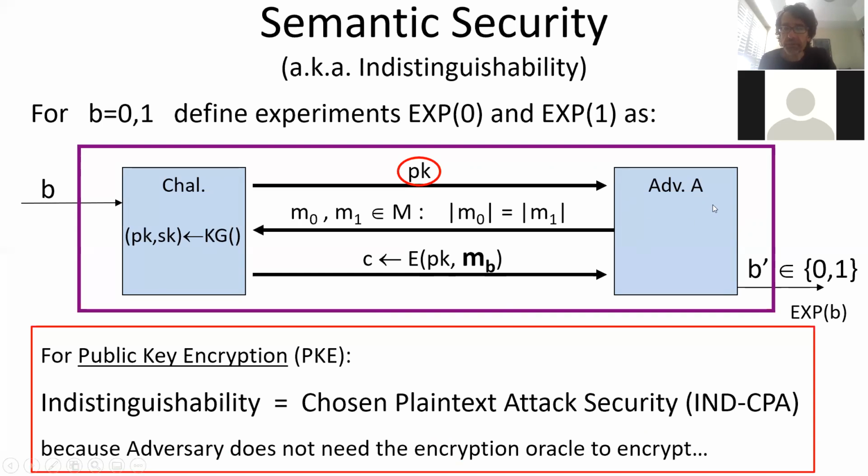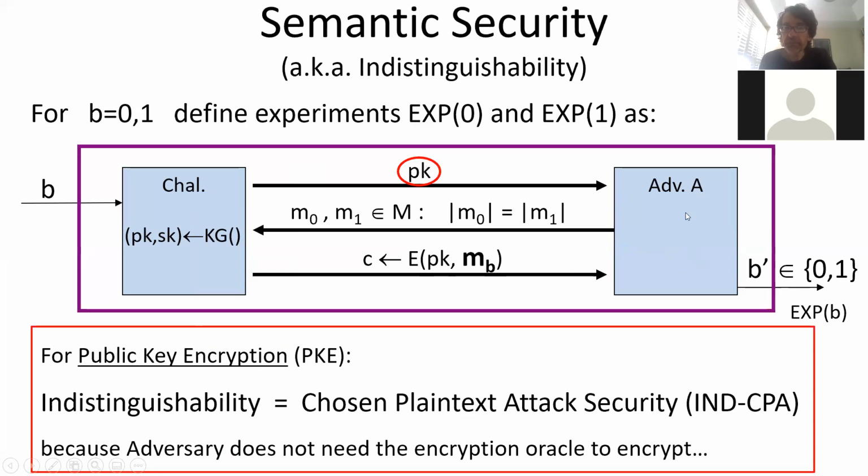What was CPA security for symmetric crypto systems? There was no key here. The key was just kept by the challenger. But the attacker had an ability to send any message to the challenger and see the ciphertext, right? This was called chosen plaintext attack. Attacker chooses plaintext, gets to see the ciphertext.